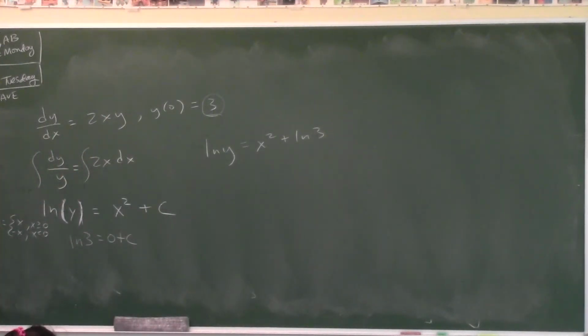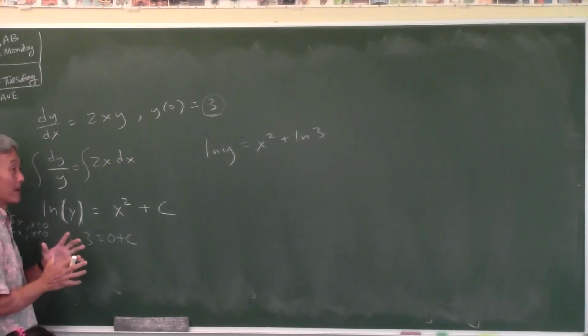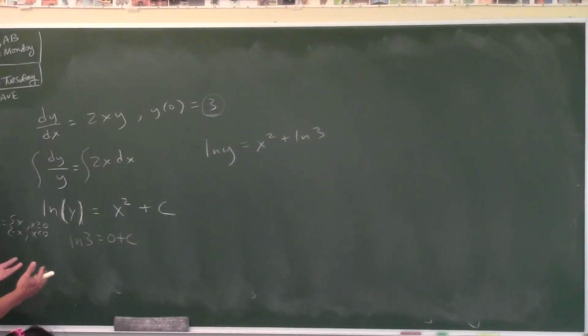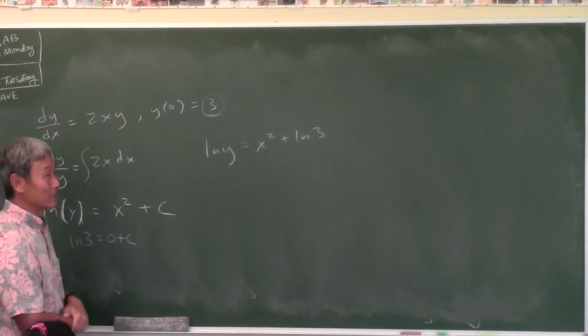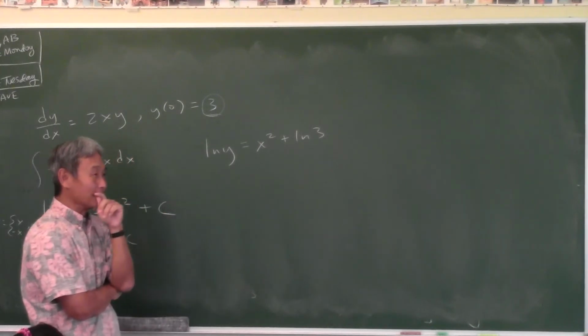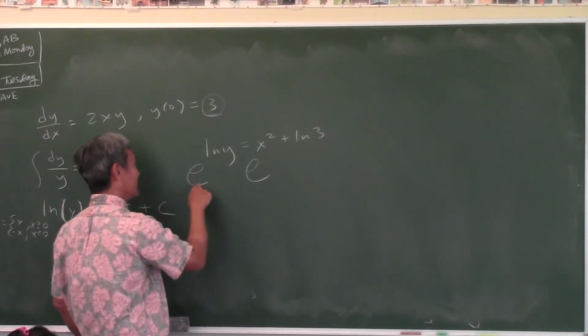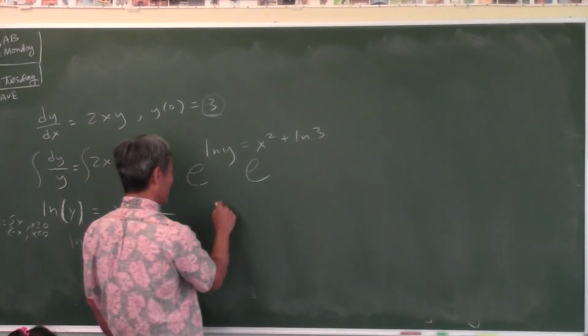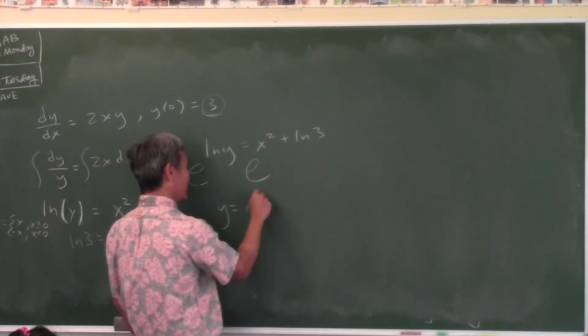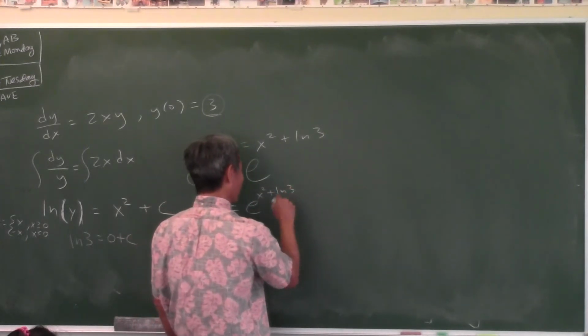Is that the answer? No, you need to solve for y. This is the very last step. If this was the AP exam, usually this problem is on the free response, and it's worth 5 points. If you did all this work, you just got yourself 4 out of 5 points. Now we need the last point. We need to solve for y. How do I get rid of ln? You e both sides. E to the natural log y is y, and then e to the x squared plus natural log 3.